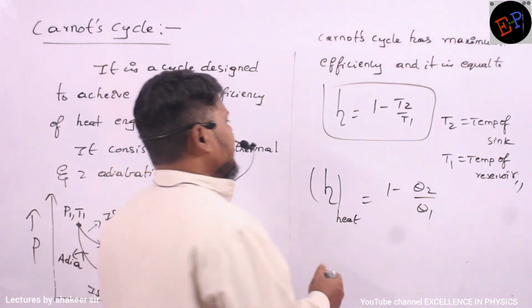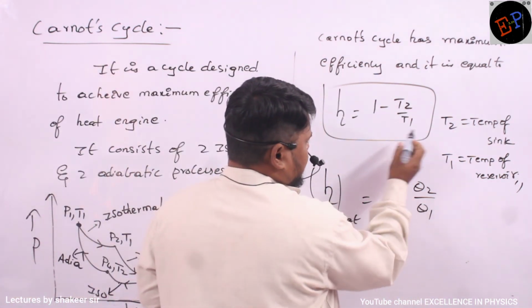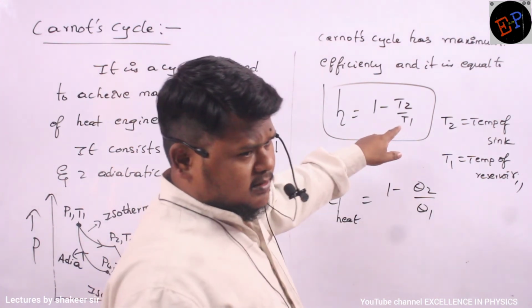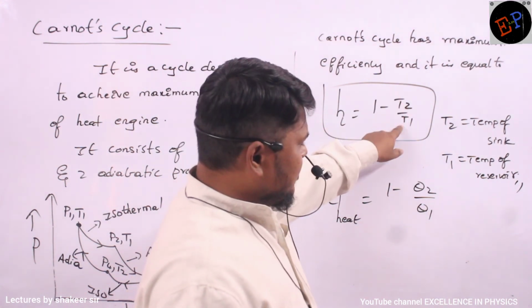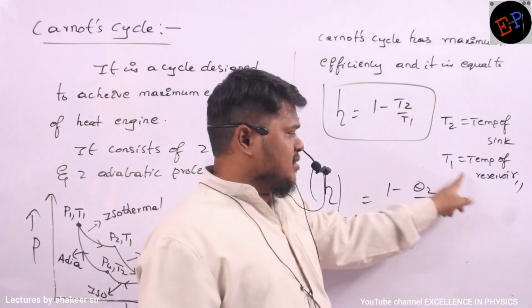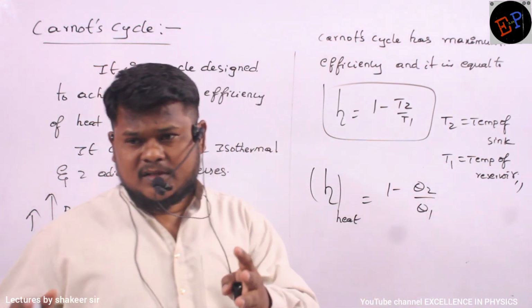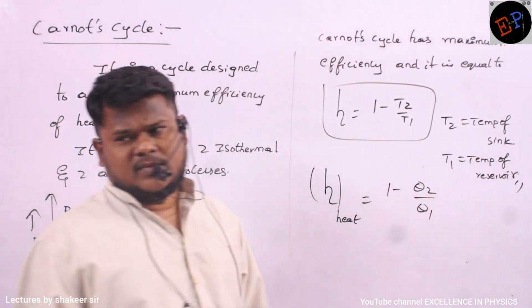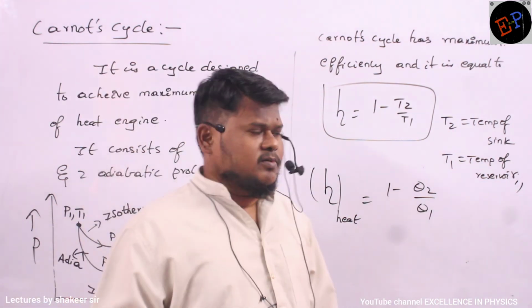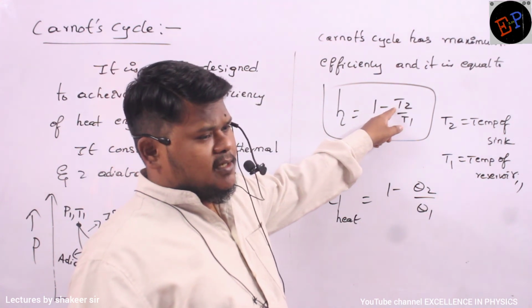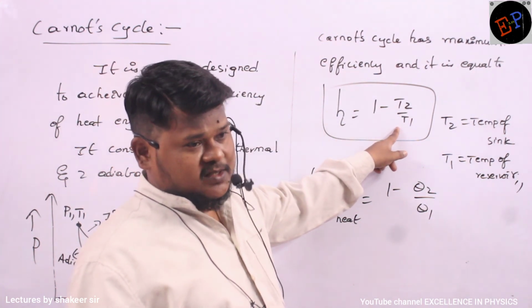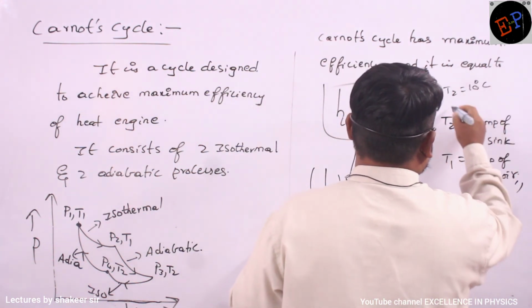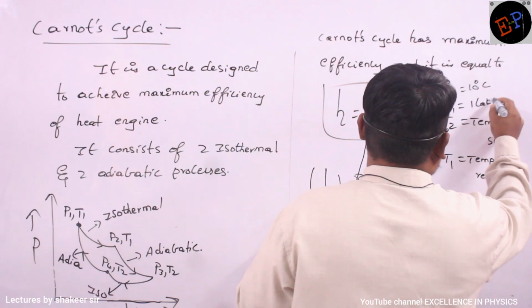Think about it. So here, consider T1 is very large. T1 is in the denominator, no? T1 means the temperature of the reservoir. If the denominator is very large, meaning the temperature of the reservoir is very large, then T2 by T1 will become almost 0. So consider T2 is 10 degrees Celsius and T1 is 1 lakh degrees Celsius.